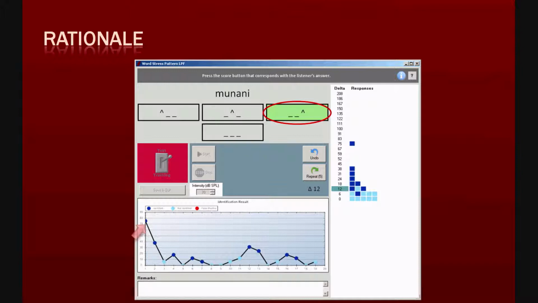The graph shows the responses and how the algorithm converges to threshold. The cumulative responses for each delta can be followed on the histogram.